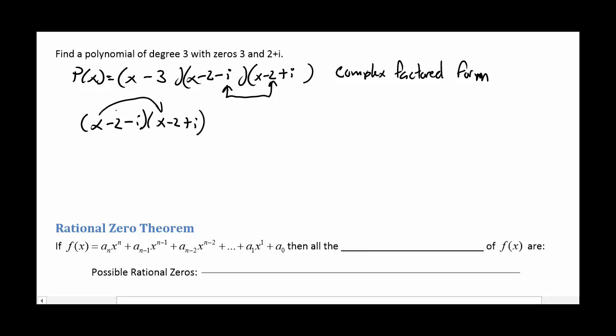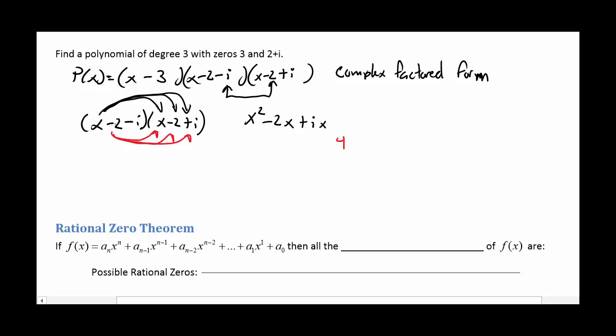So x times x, x times negative 2, and x times i. So x times x, I get x squared minus 2x plus ix. Okay, then I'm going to come in with the second term, so the negative 2 times x, the negative 2 times negative 2, and the negative 2 times i. And negative 2 times negative 2 is 4, so I'm going to write that here at the end because I don't have a like term yet.